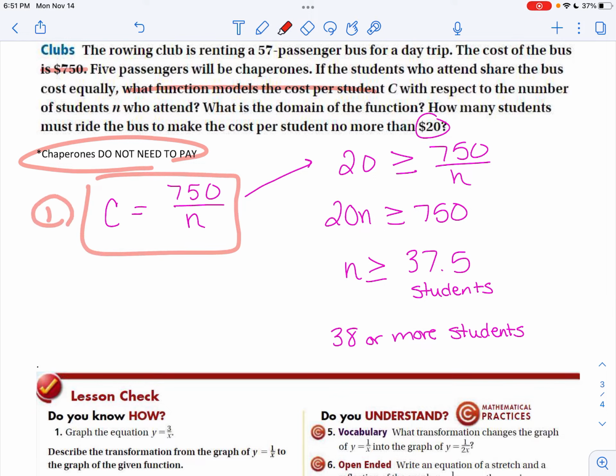And then the third thing, it says how many students to make it no more than $20 per. So we need 38 or more students. So maybe the best way to even say that would be 38 to 52 students. Let's say 38 to 52 students. That would be the best answer because we could have 38 and we could have all the way up to 52, and that would make the cost no more than $20.